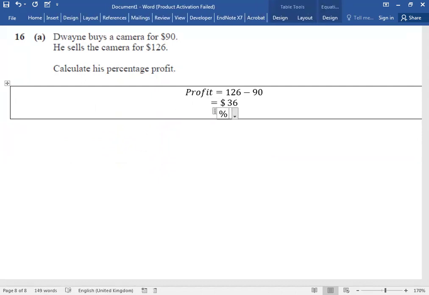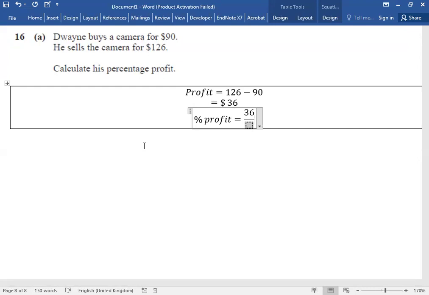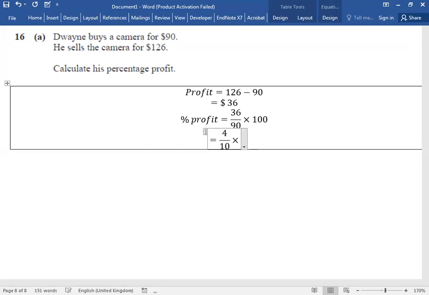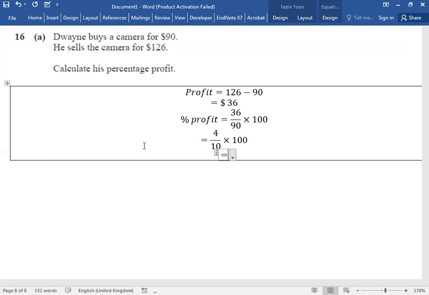Then we need to find percentage profit, which is basically profit divided by original value. What is the original value? 90 times 100. Simplify it. 9 4s are 36 and 9 10s are 90, so 4 upon 10 into 100. The zeros cancel, so 40%.